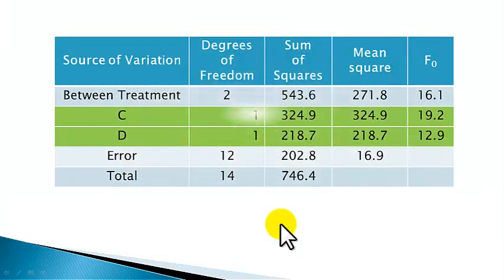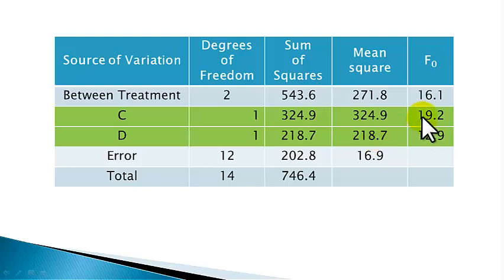We are now ready to construct our ANOVA table by inserting the row for contrast C and another row for contrast D in the previous ANOVA table. Here, the degree of freedom for contrast C is 1. Degree of freedom for contrast D is also 1. Then the sum of squares for contrast C is 324.9, for contrast D is 218.7. Then for the mean square, we divide the sum of squares by the degrees of freedom, which will give us 324.9 for C and 218.7 for D.